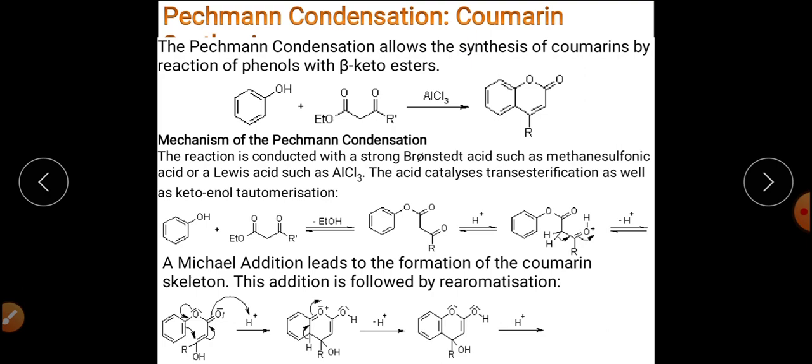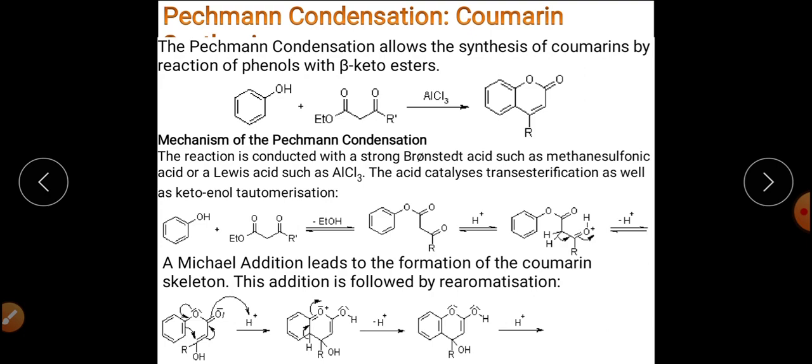The next one is the Pechmann condensation reaction, the Pechmann reaction, and this reaction is a synthetic tool for formation of coumarin. And from where can this coumarin be synthesized? It can be synthesized from the reaction between phenol and beta keto esters in the presence of a Lewis acid, that is AlCl3 in our case. So this is your phenol and this is your beta keto ester. These two react in the presence of AlCl3 and will get converted into coumarin. So this reaction is called the Pechmann condensation reaction.